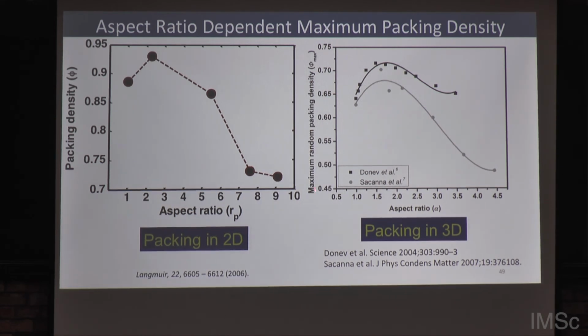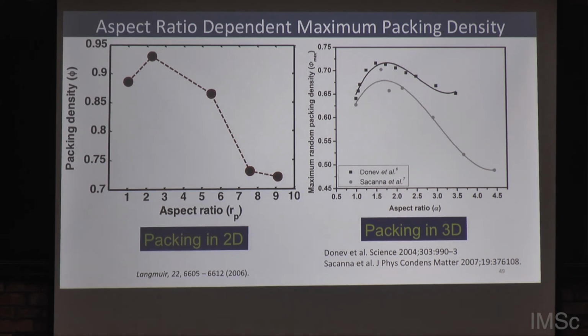That's the packing density data from the 2D experiment that we just saw, and this is the maximum random packing density as a function of aspect ratio from the 3D experiments, and this is a case of elliptical particles, micron sized, with the packing density measured by scattering techniques. And this is a case where simulations have been done, and you can clearly see that there is a maximum in the packing density at intermediate aspect ratio, and that's what we see in our experiments as well.